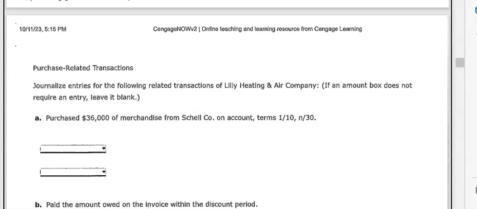So for this one, they want the journal entries to purchase merchandise on account 1/10 net 30. We're going to initially put this down at the whole price. So if we purchased merchandise, we're going to call that our inventory. Some people call that merchandise inventory, but this book is just calling it inventory. And if we purchased it on account, our accounts payable will go up.